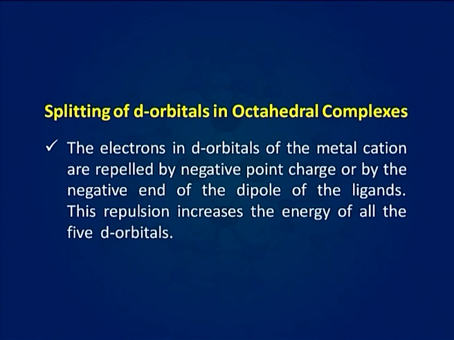The electrons in d orbitals of the metal cation are repelled by negative point charge or by the negative end of the dipole of the ligands. This repulsion increases the energy of all the 5 d orbitals. If all the ligands approaching the metal cation are at an equal distance from each of the d orbitals, that is, the ligand field is spherically symmetrical, the energy of each of the 5 d orbitals increases by the same amount. That is, all the d orbitals remain degenerate, although they possess higher energy. However, it is only a hypothetical situation.